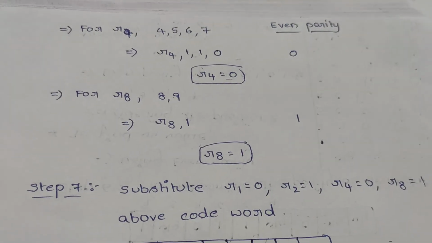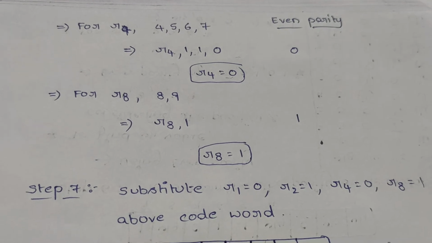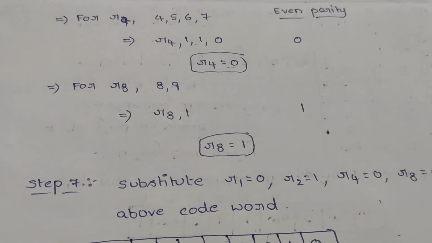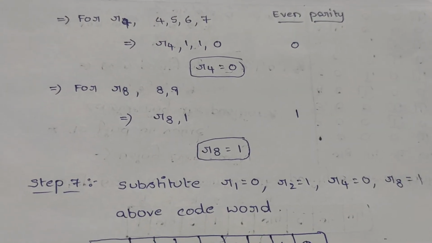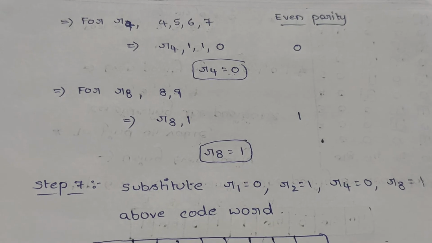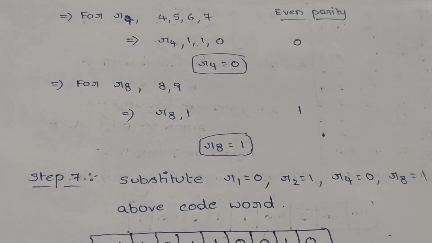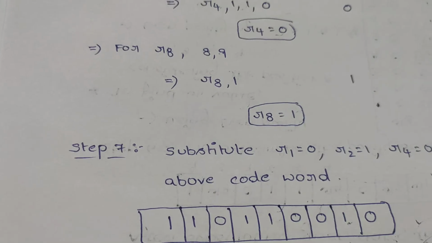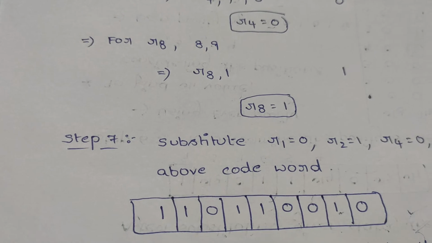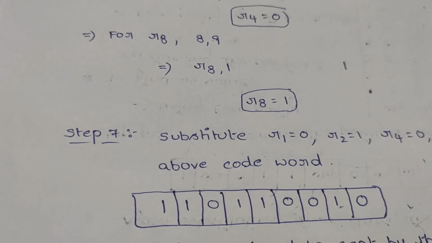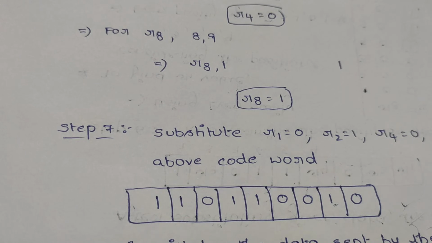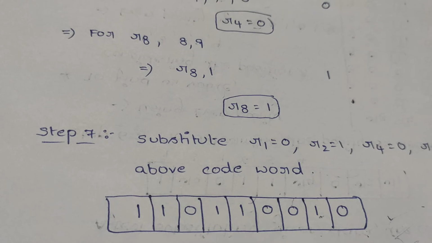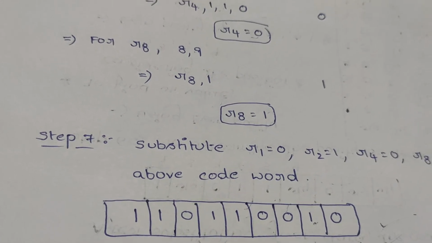From the table, for R4 we need to consider the positions 4, 5, 6 and 7. According to the code word the position values are R4, 1, 1, 0. So by considering even parity the possible value for R4 is 0. Like that, for R8 we need to consider the positions 8 and 9. From the code word the positional values are R8 and 1. So already only one 1 is there. To make it even parity the possible value for R8 is 1.